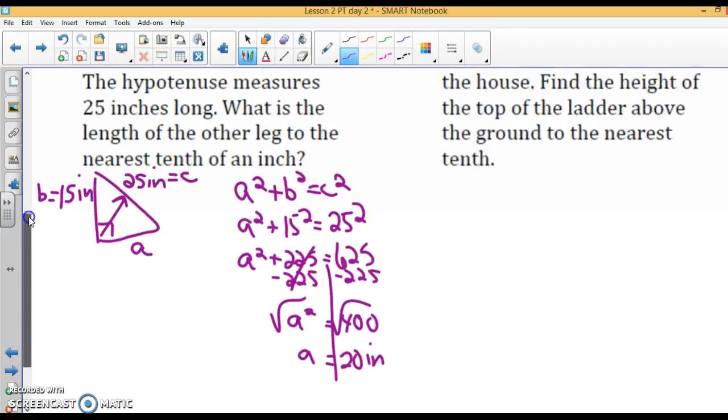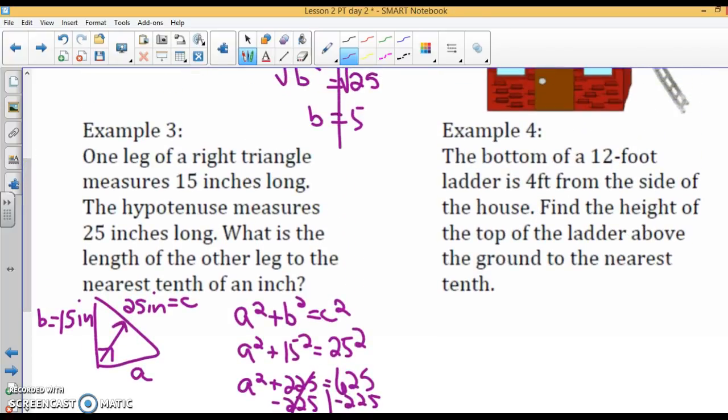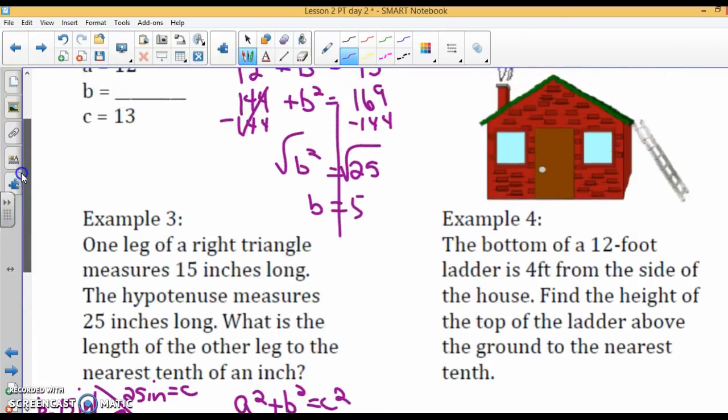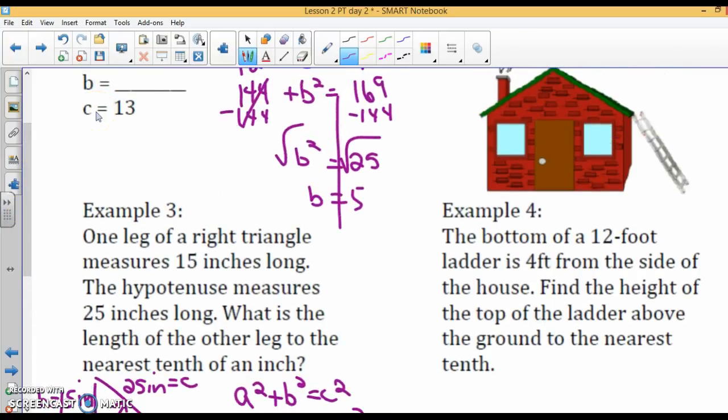All right. The bottom of a 12-foot ladder is 4 feet from the side of a house. Find the height of the top of the ladder above the ground. Well, look what I formed here, a right triangle. It says the bottom of a 12-foot ladder, so the ladder is 12 feet, is 4 feet from the side of the house. That's 4 feet. We want to know how high up the side of the house is this ladder. We're going to call this a. This is b, and this is c, because that's the hypotenuse. It's opposite the right angle.